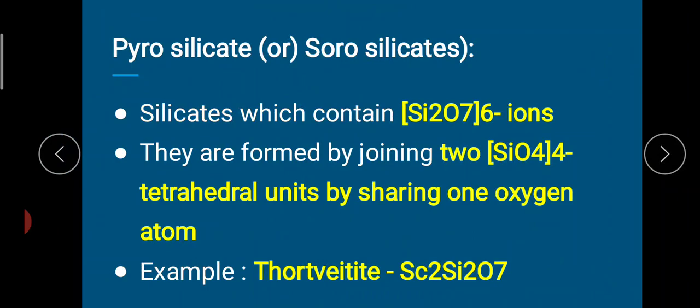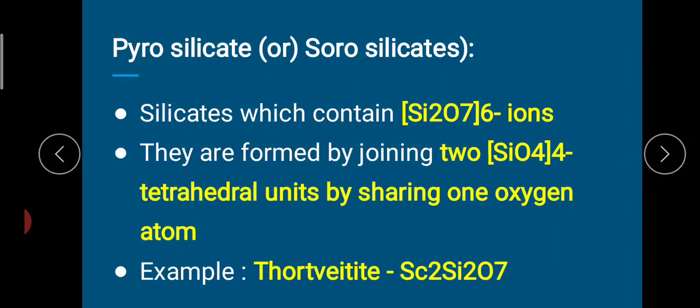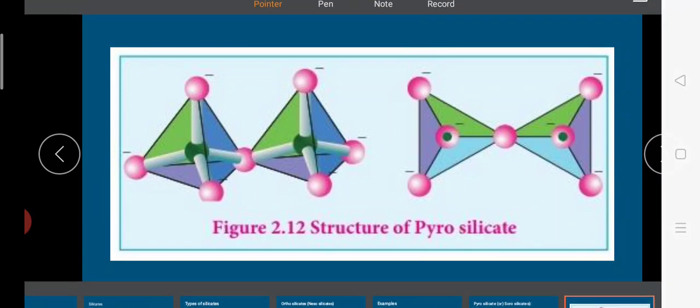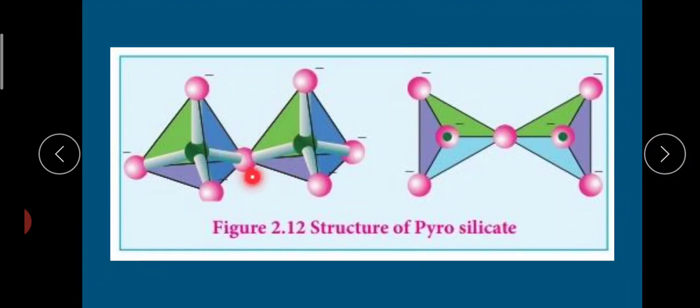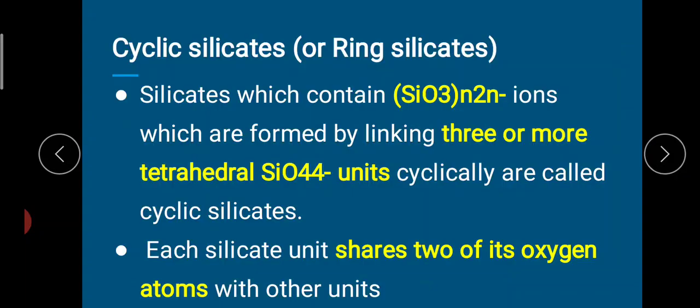Next we saw pyrosilicates, in which the silicates contain Si2O7 6- ions. So Si2, and how many oxygens? O7: 1, 2, 3, 4, 5, 6 and 7. Here each tetrahedron shares one oxygen atom. The charge, if you take it, is 1, 2, 3, 4, 5, 6. And the oxygen which is shared will not carry any charge. So that is why it is Si2O7 6-.